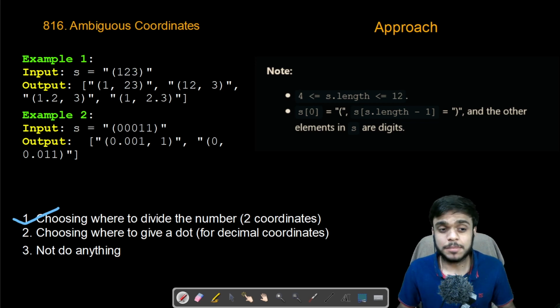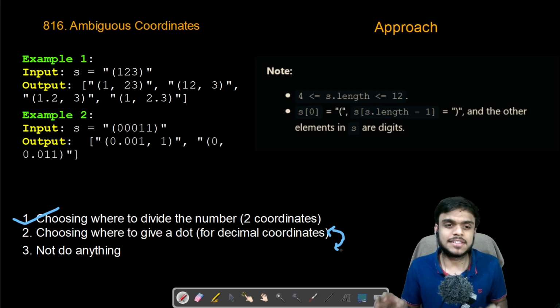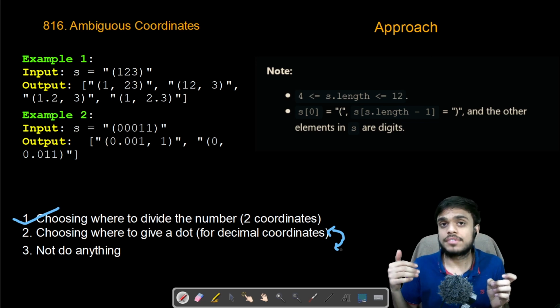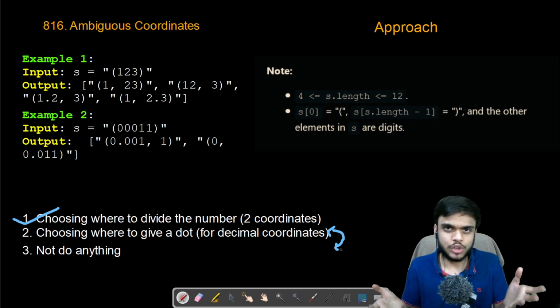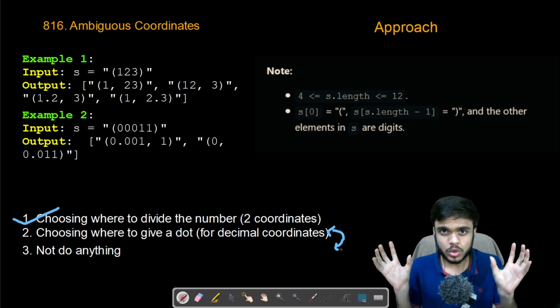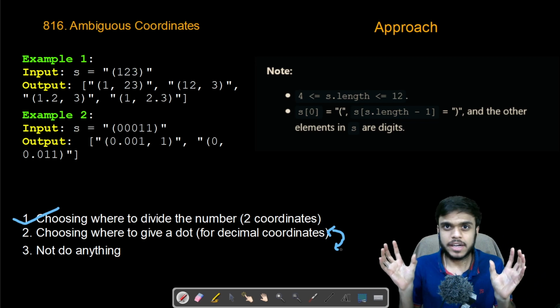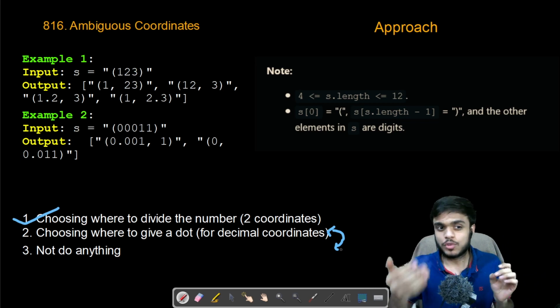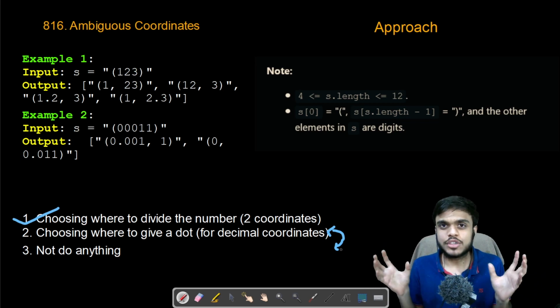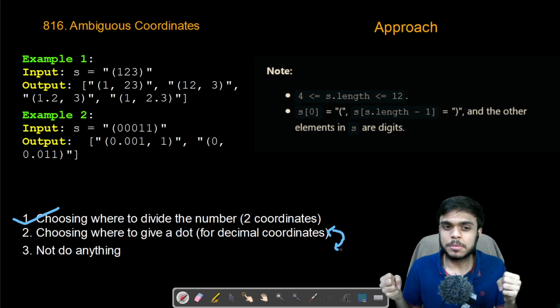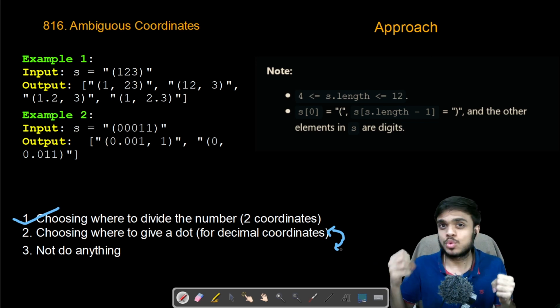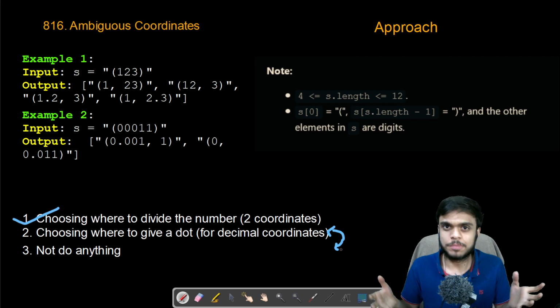Okay, now the first step, the compulsory step, is done. Now you can think of the second and third steps as complementary steps. That is, either you have to give a decimal, or you do not give a decimal and do nothing. So now we have two coordinates given, right? In every iteration of the for loop that we just saw, for those two coordinates we need to get all possible places where a decimal can be placed or cannot be placed, right?